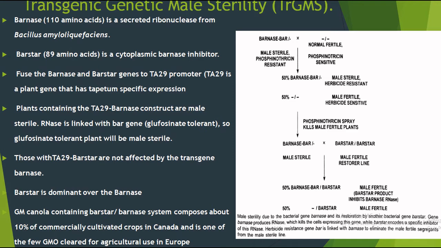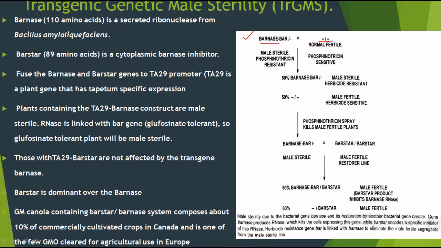So, let's see this diagram. This is the plant in which the Barnase gene is present. Actually, it is introduced in that plant. So, the plant contains the Barnase gene, and this is the normal plant. Then after crossing between these, we will get 50% Barnase plants and 50% normal plants. The Barnase plant will be male sterile and it will be phosphinothricin resistant. Phosphinothricin is an herbicide, and the plant carrying Barnase will become resistant, but the normal plant is sensitive to the herbicide.